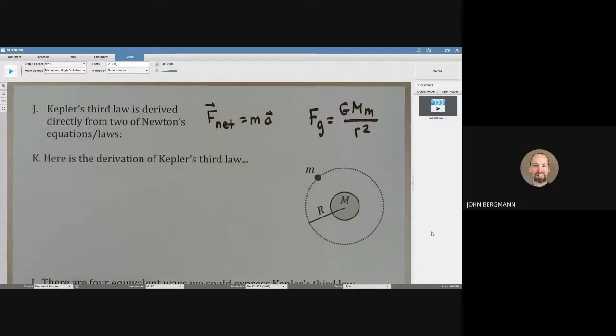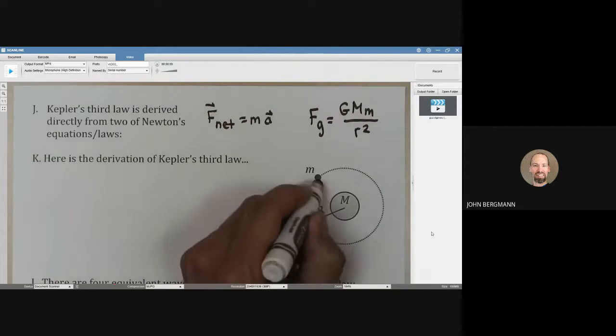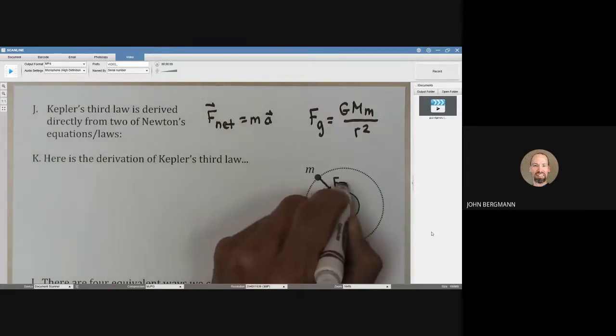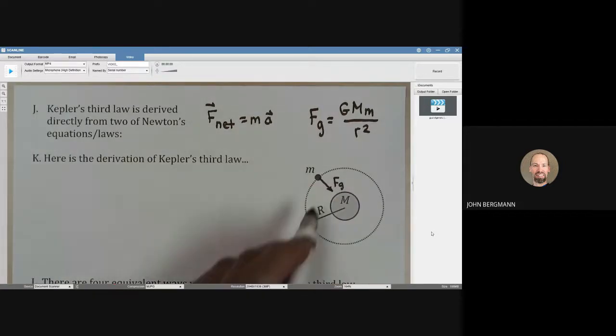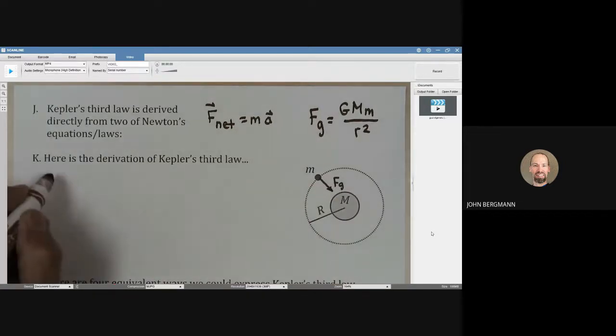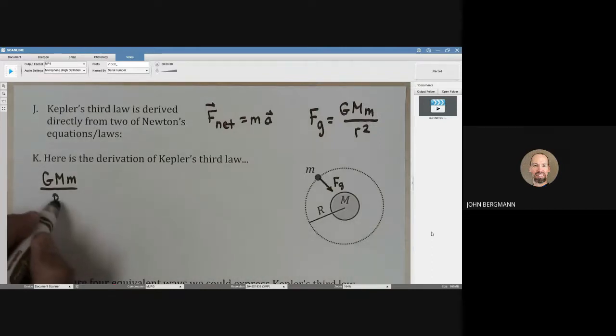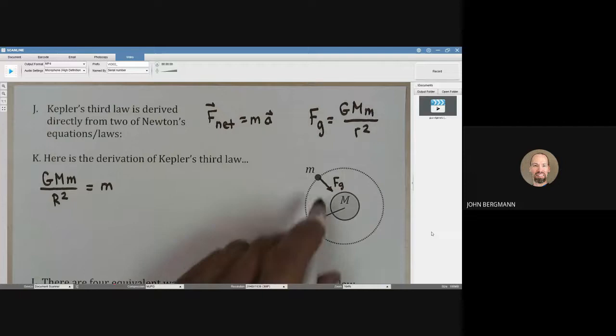So here you can see on the right, we have a satellite of some kind, and it is going to be attracted to the planet with a force of Fg. The net force on this satellite is the force of gravity: big G, mass of the planet, mass of the satellite, divided by the distance between them squared, which is given in our picture here as R. So there's the net force, and that should equal the mass times the acceleration of this satellite.